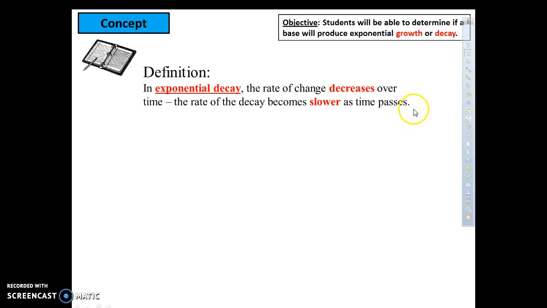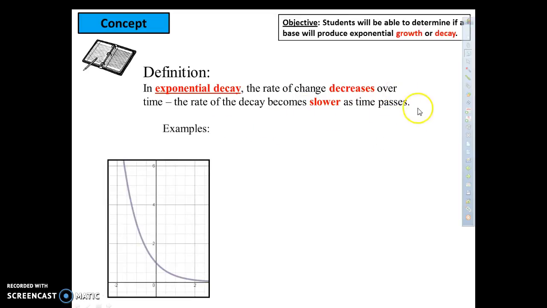The other definition we're going to talk about is exponential decay, and this is kind of the opposite of exponential growth. Exponential decay is when the rate of change decreases over time. The rate of decay becomes slower as time passes. So notice as I move here, let's look at 1 to negative 1 to negative 0.5.